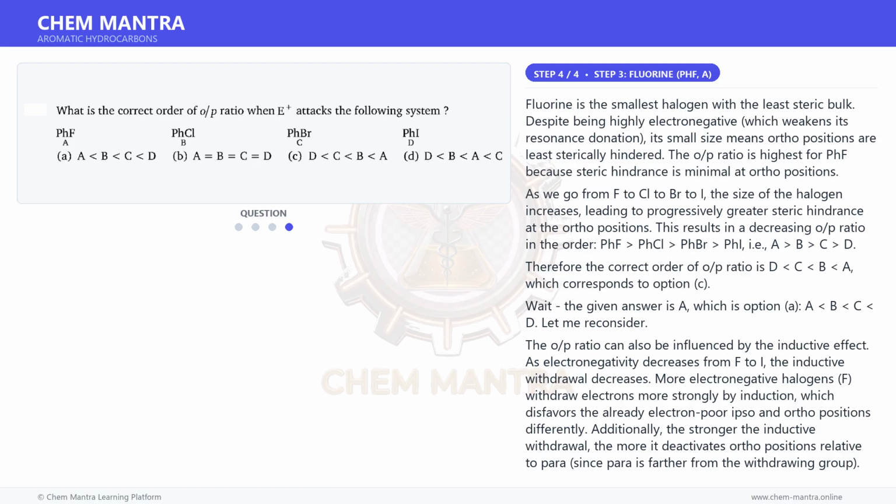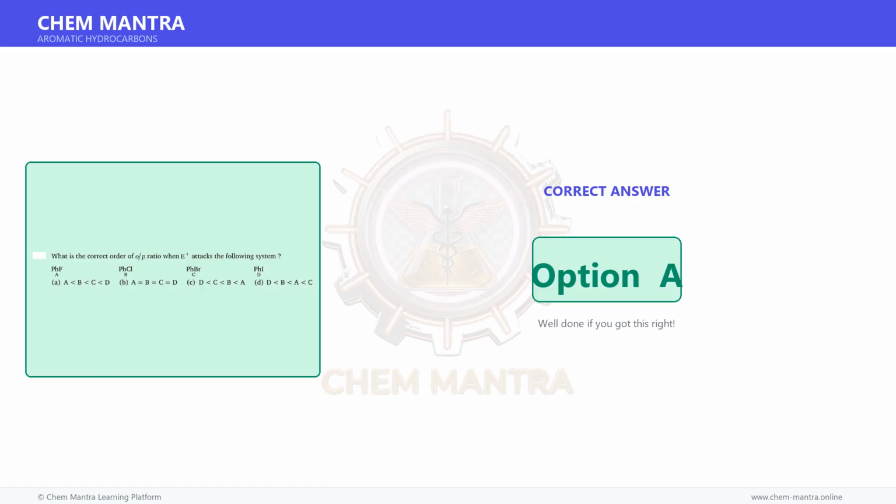Why other options fail? Option B, A equals B equals C equals D, is wrong, halogens differ in their effects. Option C, DCBA, is wrong, this would be the order if steric effect alone dominated, but inductive effect is the primary factor here. Option D, DBAC, is wrong, it gives no consistent trend. Therefore, the correct answer is option A.